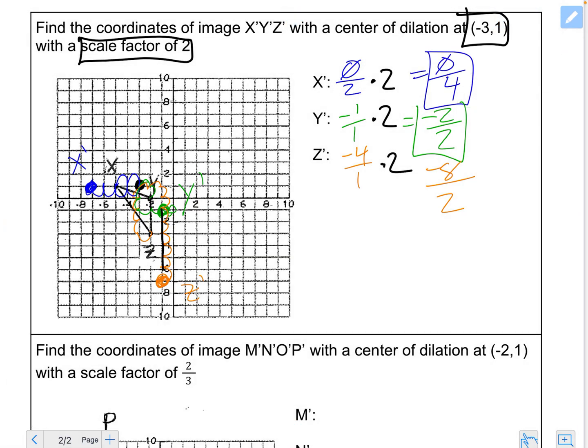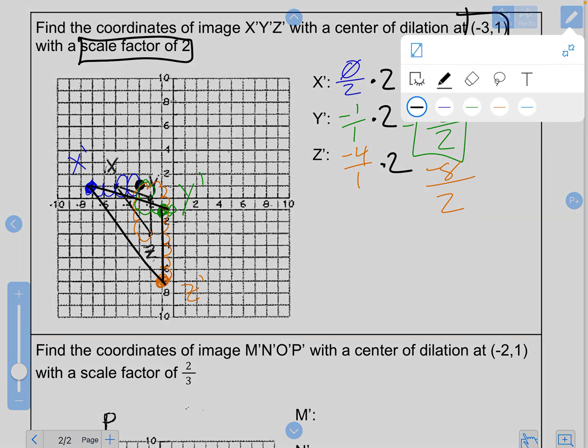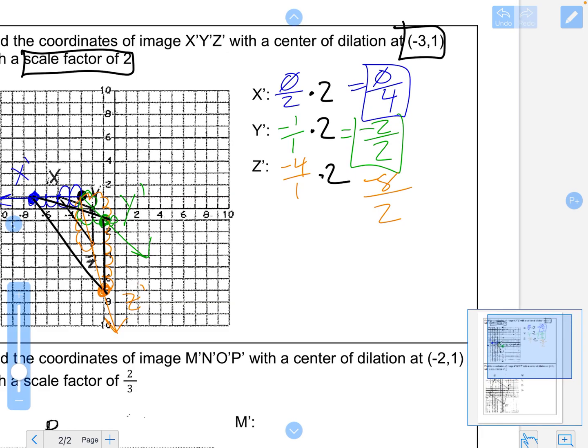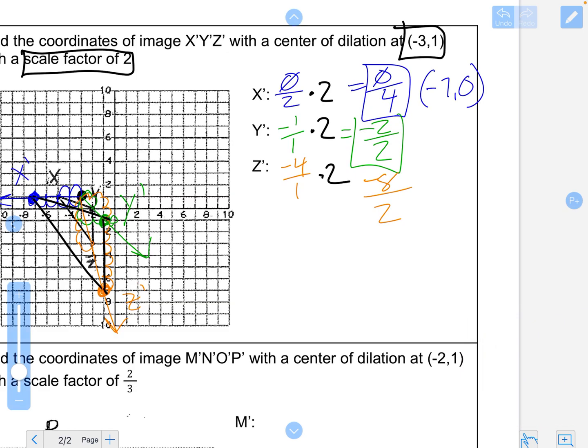So now I'm going to connect them together. So again, let's trace our lines and make sure that they hit all 3 points. So X is good. Y is good. And finally, Z is good. So they all hit the correct spot. So my new coordinates are X prime is at negative 7, 0. Y prime is at negative 1, negative 1. And Z prime is at negative 1, negative 7.